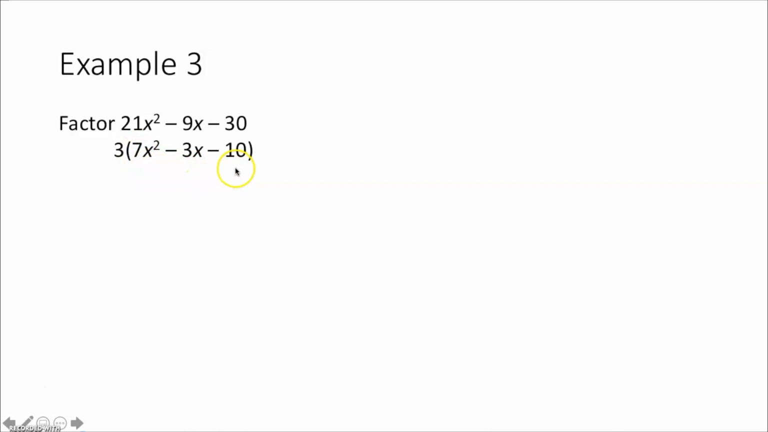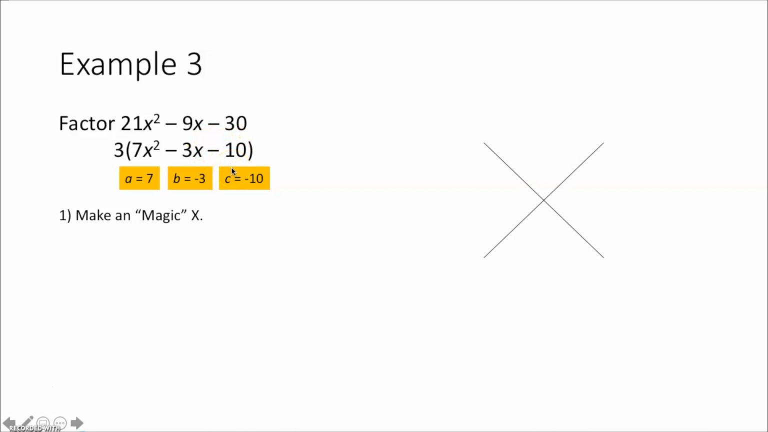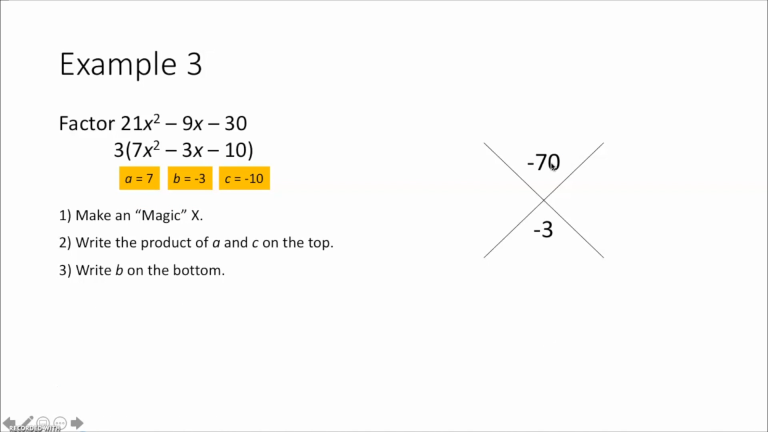We now factor this by doing our magic x. Here our a value is 7, our b value is negative 3, and our c value is going to be negative 10. So let's create our magic x. Let's put a times c on top. So that'd be 7 times negative 10. That's negative 70. Your b value goes on the bottom. That's negative 3. Now all you got to do is solve your magic x. So figure out two numbers whose product is negative 70 and whose sum is negative 3. So since your product is negative, one number has to be negative, one number has to be positive. And since your sum is negative, that means the bigger number is going to be negative.